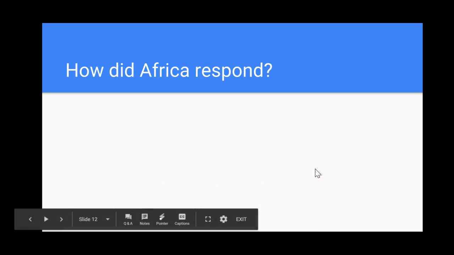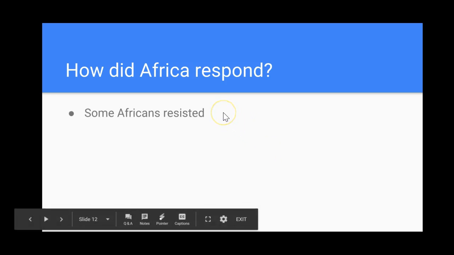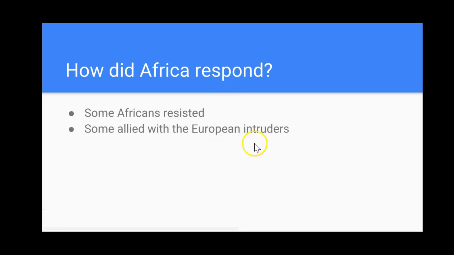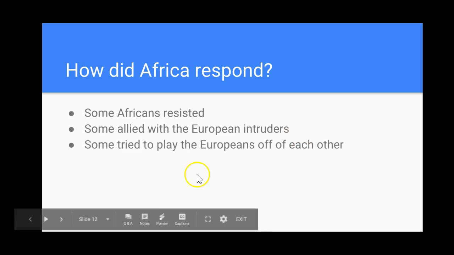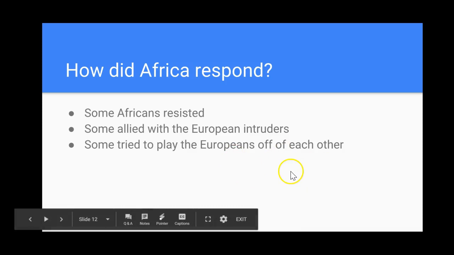Okay, now how did Africa respond to this imperialist era? Well, some Africans resisted, as you can imagine. Some allied with the European intruders because they thought that they would simply go away, that they wouldn't last very long in Africa. So they decided, hey, what the heck, I will ally with them and be safe. Some actually tried to play the Europeans off of each other and make different deals with them so that the Europeans would fight each other.